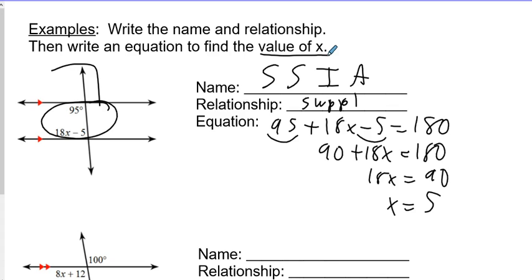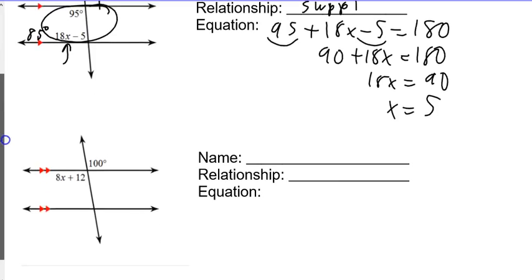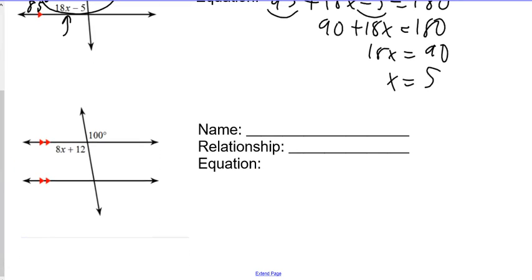But remember, if it said find the value of the angles, or obviously we know 95, the other angle, we would plug 5 in here. Now, the nice thing is, we can plug 5 in there just to check our work. So if we do 5 times 18, we get 90, and then we subtract 5, we get 85. So this angle right here is 85 degrees. And to check, we can do 85 plus 95 and make sure we get 180, which we do. So you can always go a little bit further and check your answer.